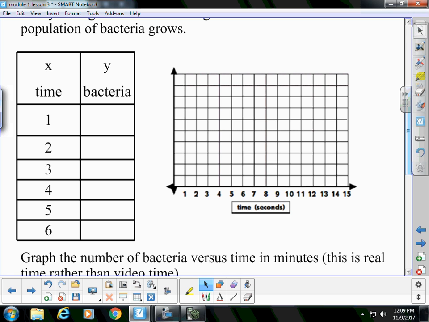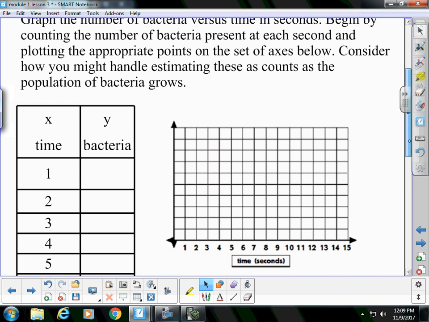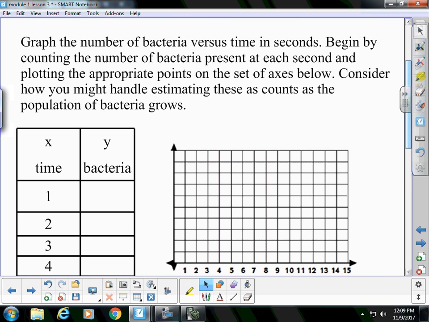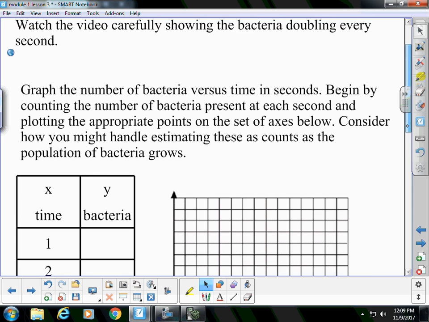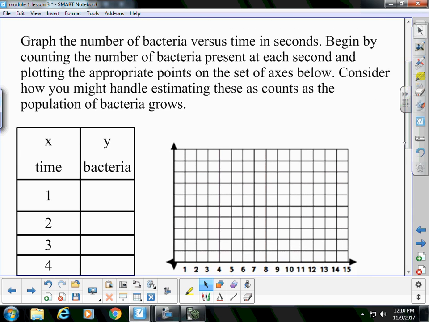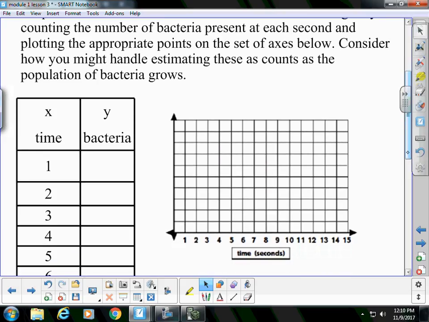Okay, so we're going to look at this population of a bacteria. It says graph a number of bacteria versus time in seconds. Begin by counting the number of bacteria present at each second and then plotting the appropriate numbers. So we're going to assume that this is taking place over seconds. To start off, at 1 second, there's just going to be one bacteria.